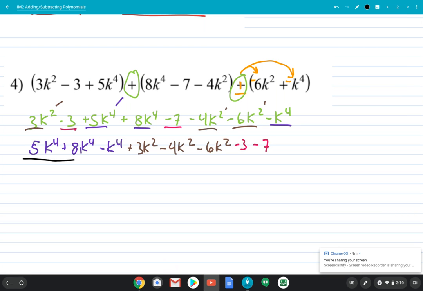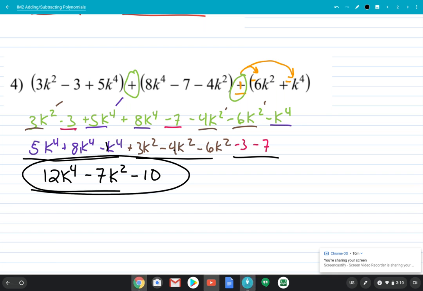Go combine our like terms here, here, and here. 5 plus 8 is 13. Take away 1, because that's an invisible 1 right there, 1k. 12, k to the fourth. 3 take away 4 is negative 1, take away 6 more is negative 7k squared. Negative 3 take away 7 more is negative 10. Done. Okay, we're going to try 2 more.